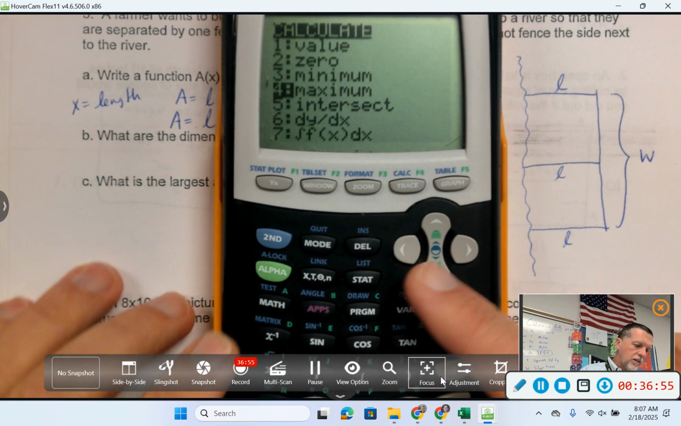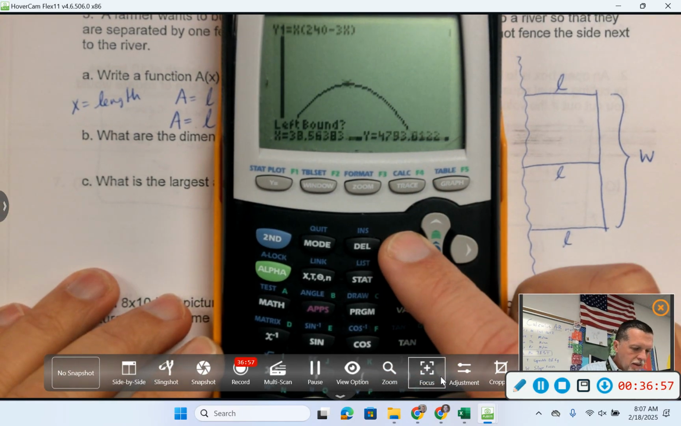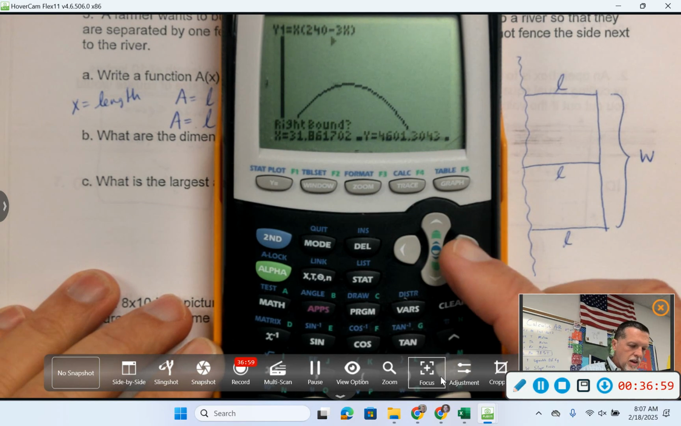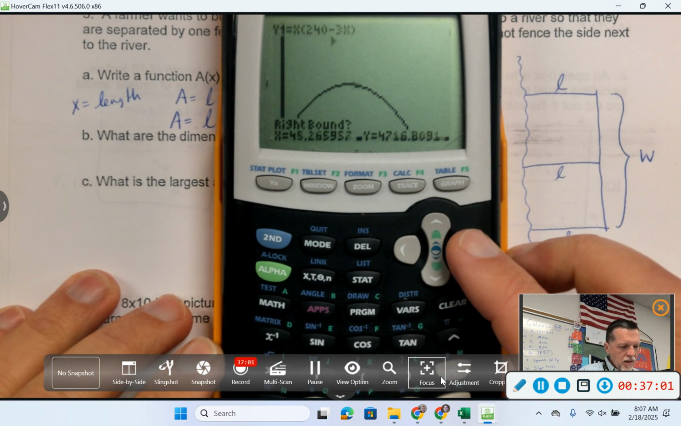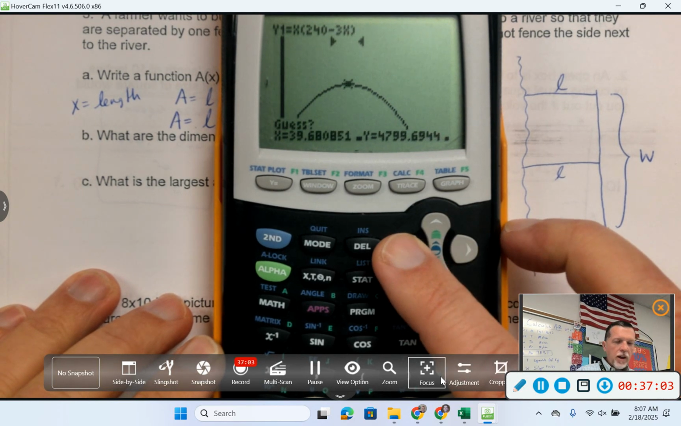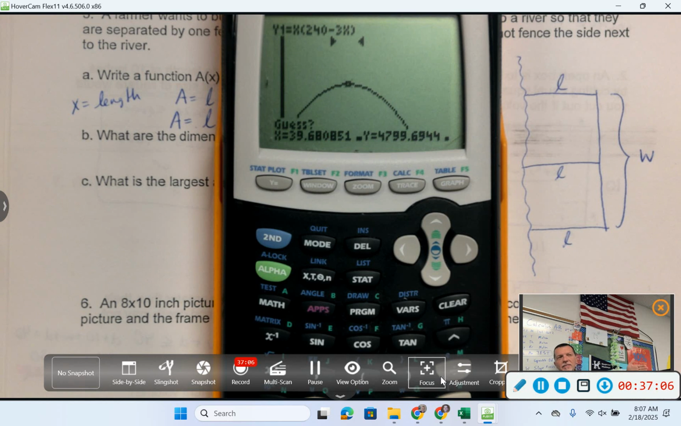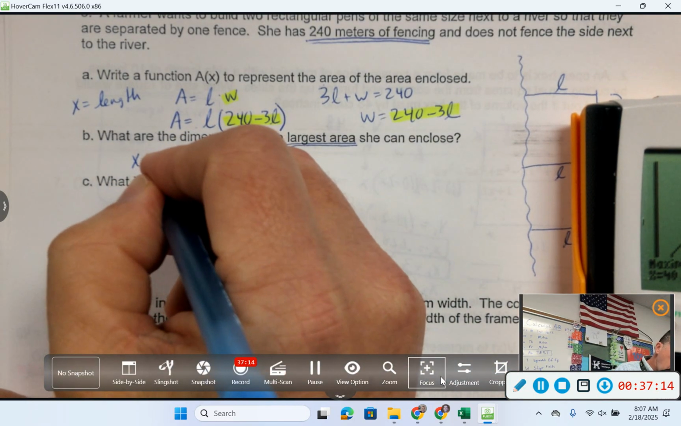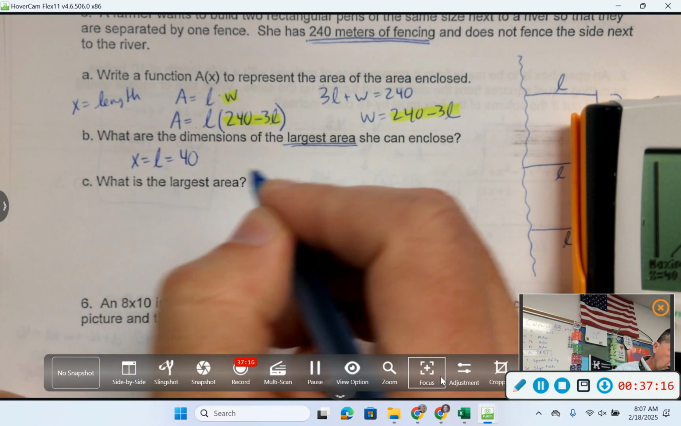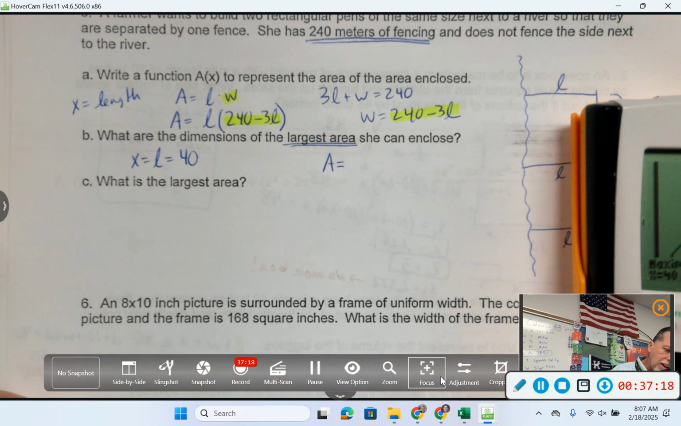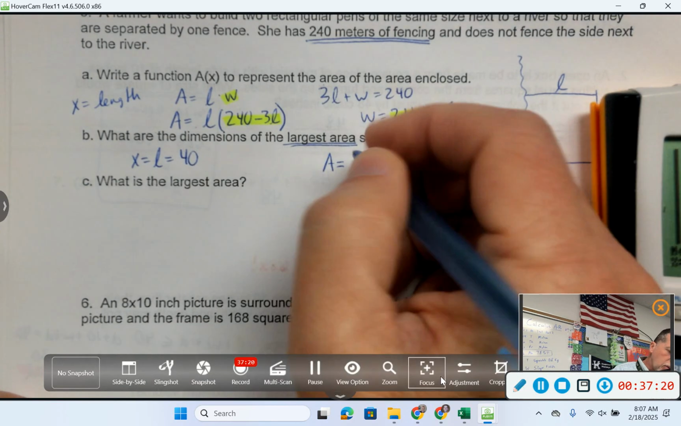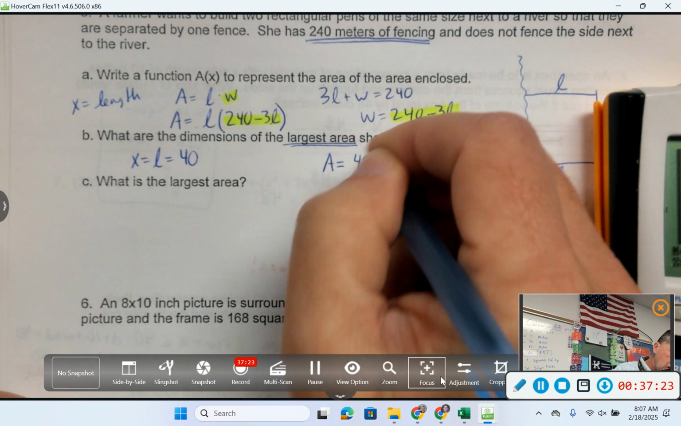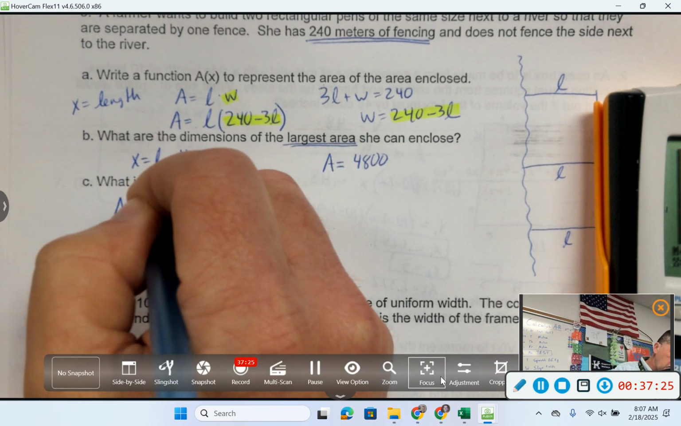Second calc, maximum. Left bound, right bound. Careful with the peaks. Make sure you get wide enough so that you definitely have the peak in there. X equals 40, and X was L, so L is 40, and the area is 4,800. So we just found the largest area.